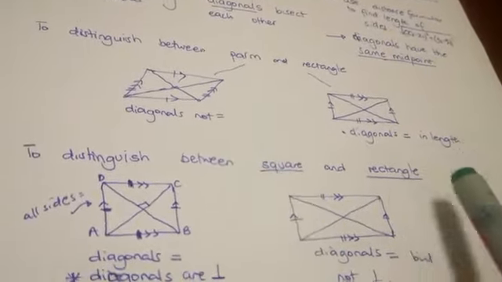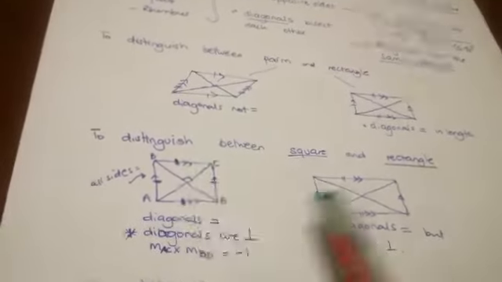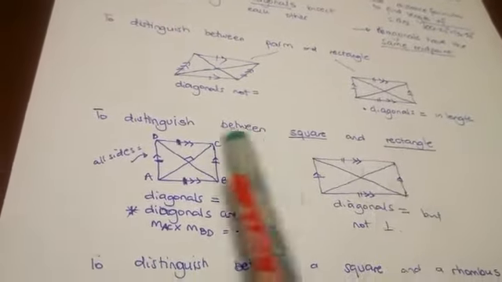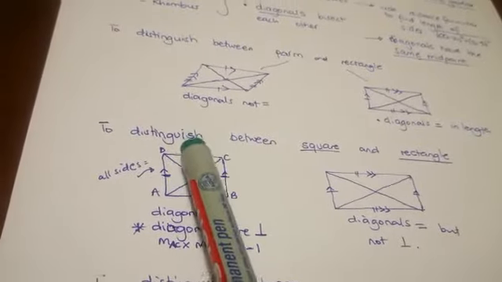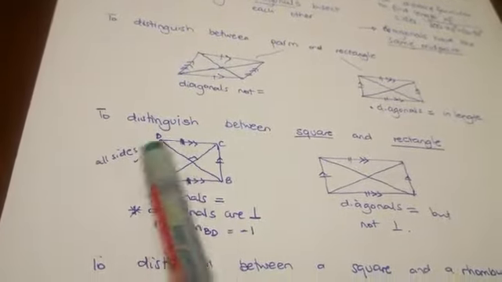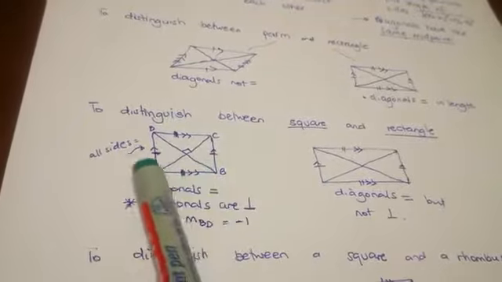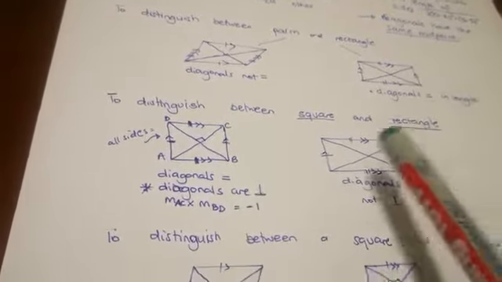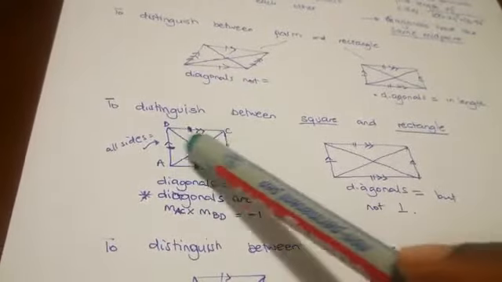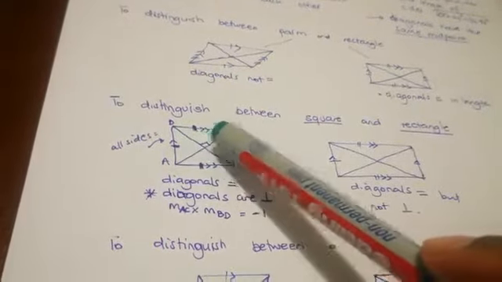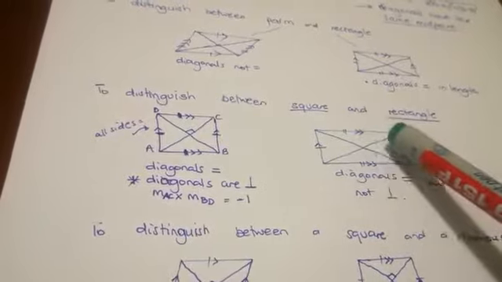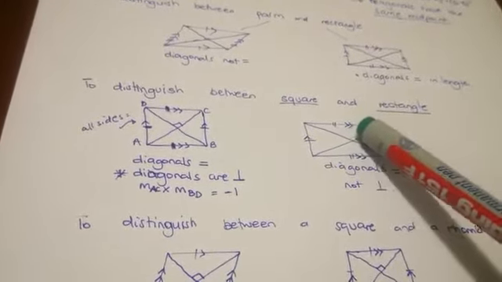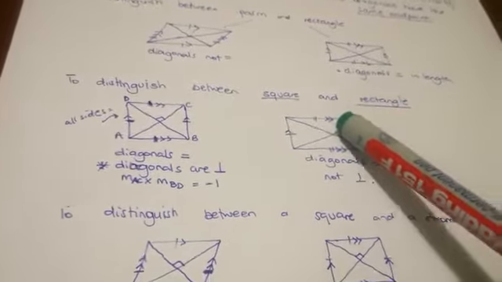Distinguishing between a square and a rectangle. Both of them are parallelograms, but you can show that all sides of a square are equal. Also, the diagonals of a square meet at 90 degrees, while the diagonals of a rectangle don't meet at 90 degrees. They are not perpendicular to each other.